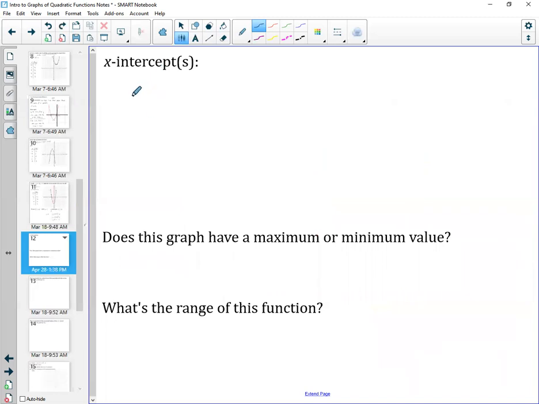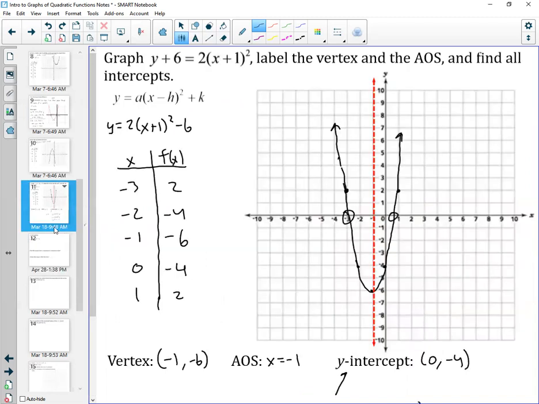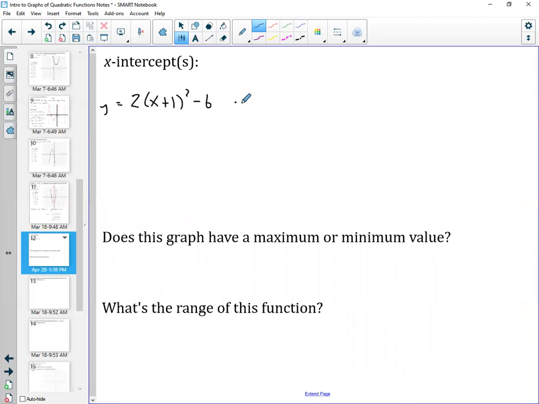So right here it says find x-intercepts. 2(x plus 1) squared minus 6. That's y, right? Yeah. You set y equal to 0, which means 0 equals 2(x plus 1) squared minus 6. You could FOIL this and then try to factor or something, but I'm not going to do that. I'm going to add 6 to both sides. You get 2(x plus 1) squared equals 6. Divide both sides by 2. (x plus 1) squared equals 3.